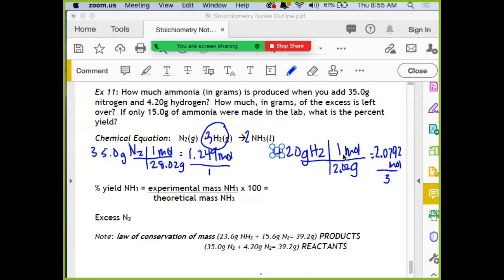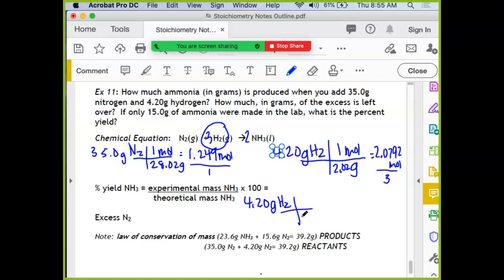So you kind of take this thing and you keep extending it. So 4.20 grams of hydrogen, 2.02 grams of hydrogen for every 1 mole of hydrogen. 3 moles of hydrogen that react make 2 moles of ammonia. So basically, I'm completely ignoring nitrogen right now. It's not relevant because it's not going to run out.